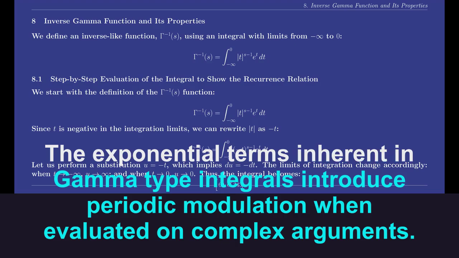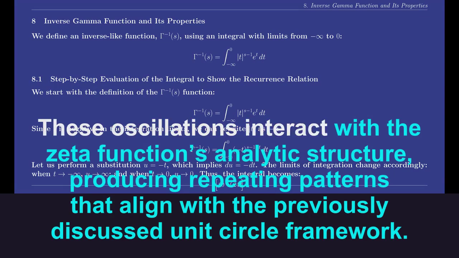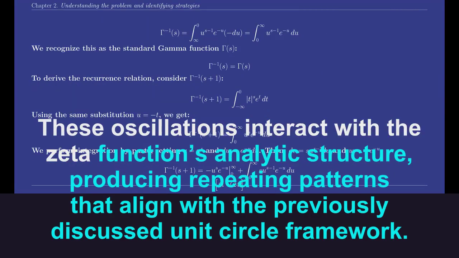The narrative then reinforces that this conclusion arises from structure rather than computation. No numerical approximation is required to enforce alignment. The constraints emerge directly from analytic identities.